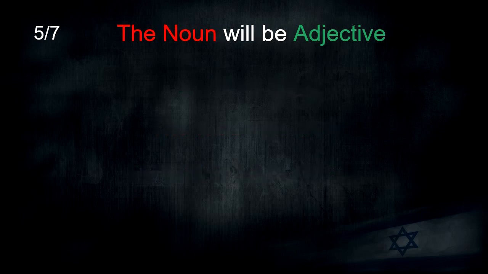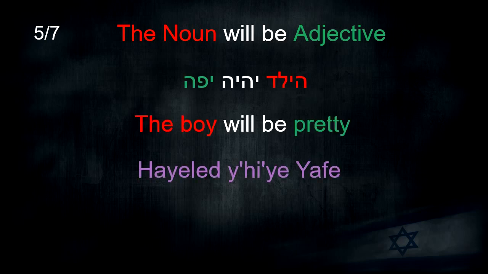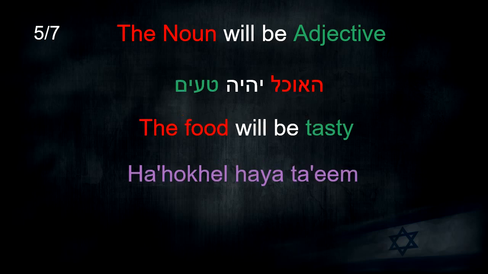The fifth structure is when you want to say something new about the noun that will be true in the future. So you'll say the noun will be adjective. For example, in English we'll say the boy will be pretty. In Hebrew we'll say הילד יהיה יפה. Again, I made a complete video about the verb יהיה in Hebrew in the past and the future. It doesn't exist in the present. Another example, האוכל יהיה טעים. The food will be tasty.